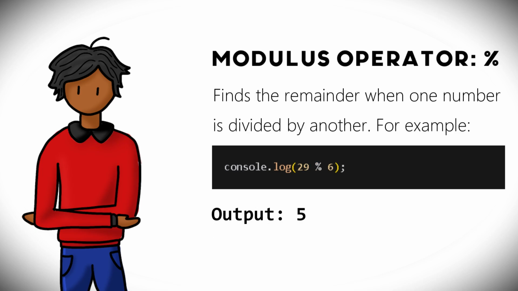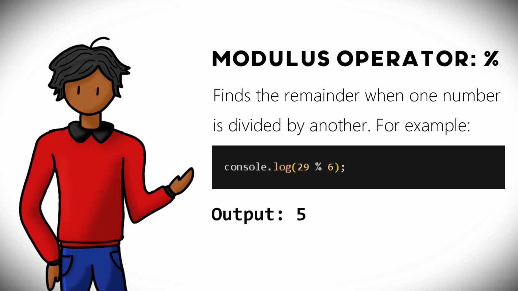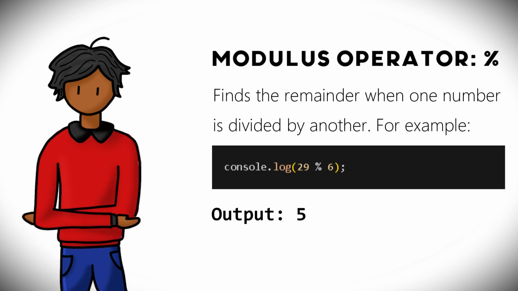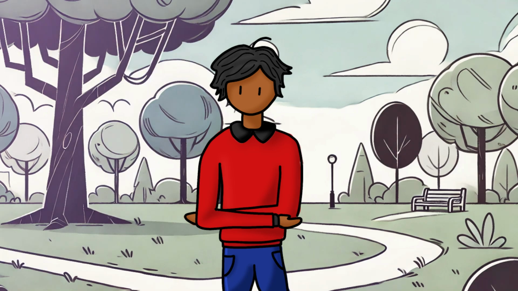Lastly, the modulus operator, which is the percentage sign. It finds the remainder when one number is divided by another. For example, dividing 29 by 6 leaves a remainder of 5. So when we use the modulus operator, it outputs 5. This operator is especially useful when you want to find out if a number is even or odd.